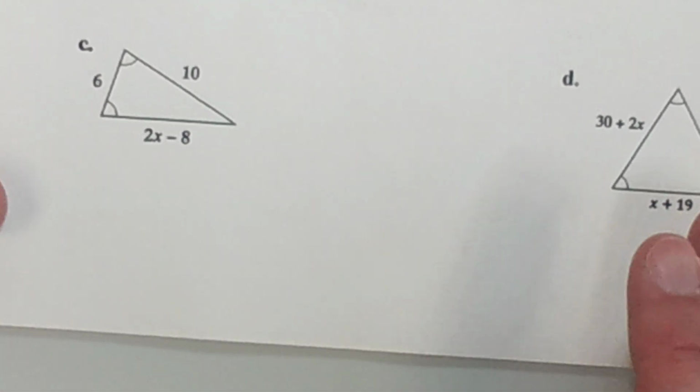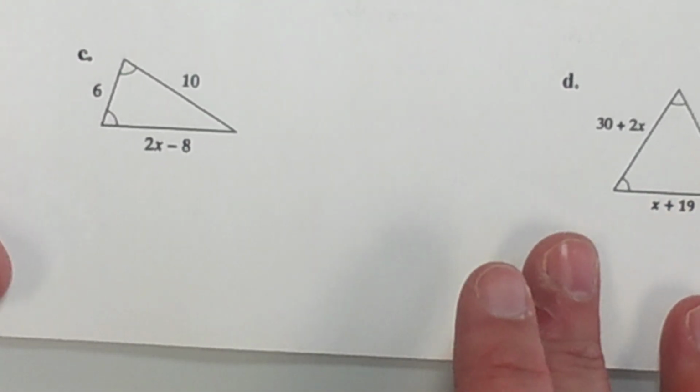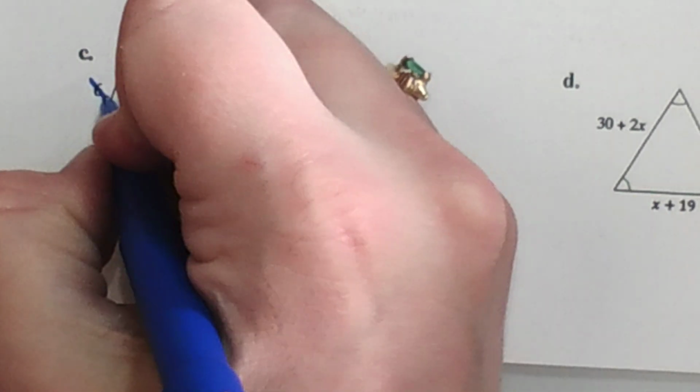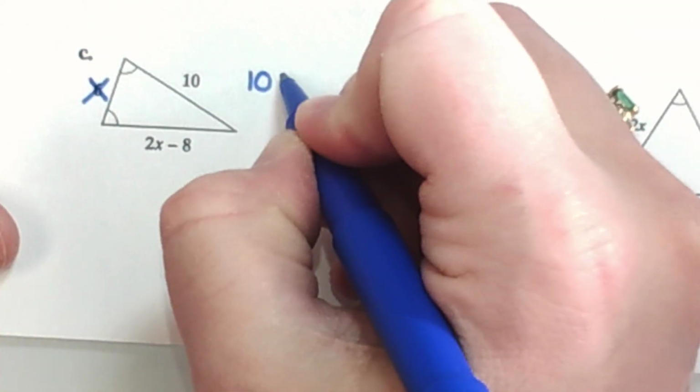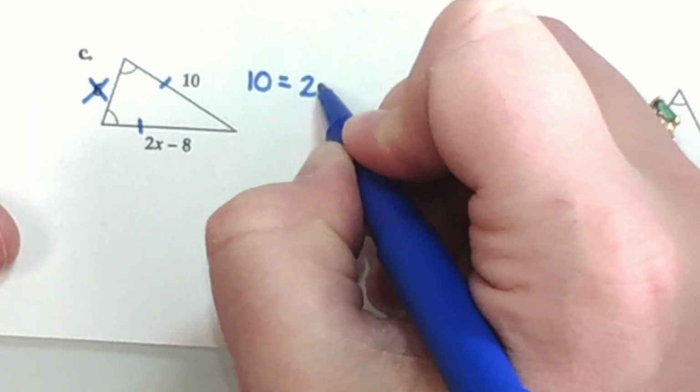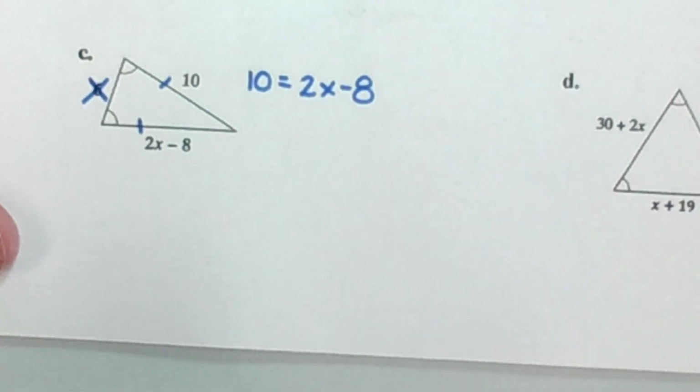Question C. How many congruent angles? 2, which means how many congruent sides? 2. The one in between is not the one you want. Which one's in between? The 6. The 6 is there to throw you off. The other ones are the congruent ones. And if they're congruent, they are equal. You set them equal, and then you solve.